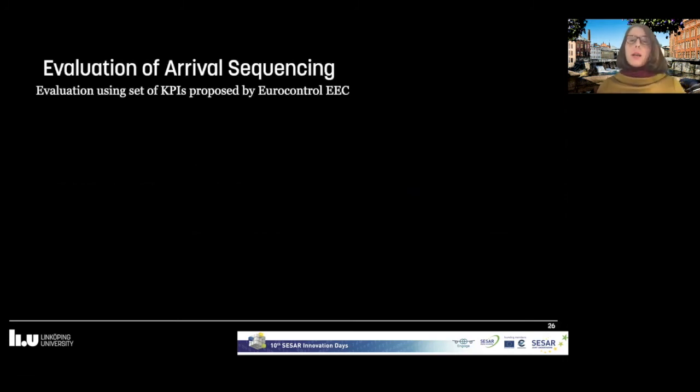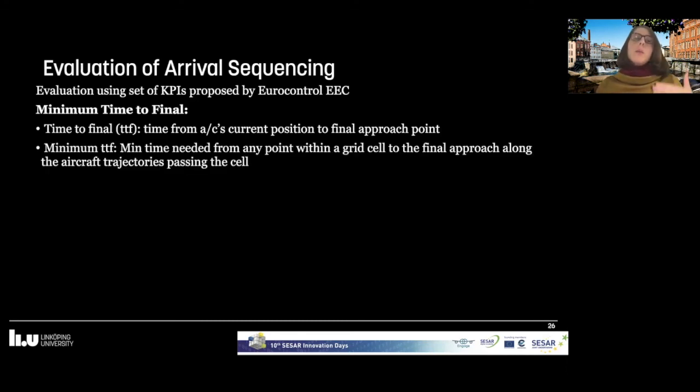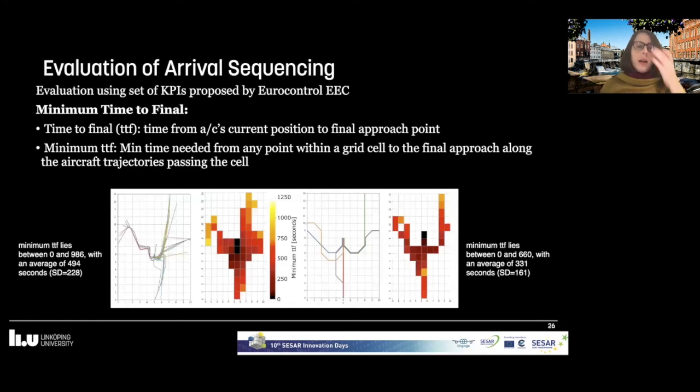First, we'll look at some KPIs proposed by Eurocontrol. The first one is the minimum time to final. So the time to final is the time from an aircraft's current position to the final approach point. And the minimum time to final, we computed as the minimum time needed from any point within a grid cell to the final approach using any of the trajectories passing the cell. And what you have here from left to right are the original trajectories, the minimum time to final, the optimized trajectories, and the minimum time to final.